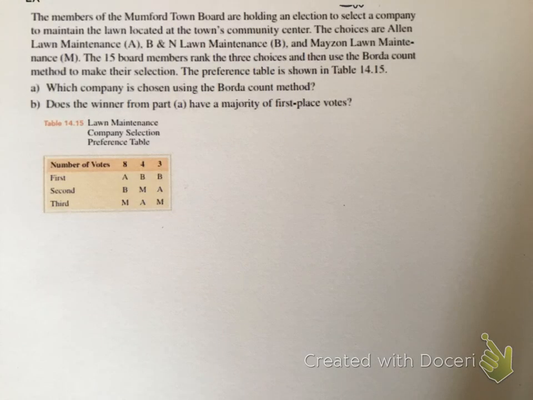Okay, so let's go ahead and do this. Part A, we're going to use the Borda count method. And remember, the Borda count method relies on ranking candidates, so it's a ranking system. Since there are only 3 candidates, first place will receive 3 points, second place gets 2 points, and third place gets 1 point.